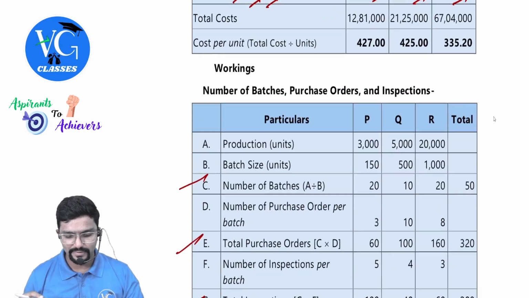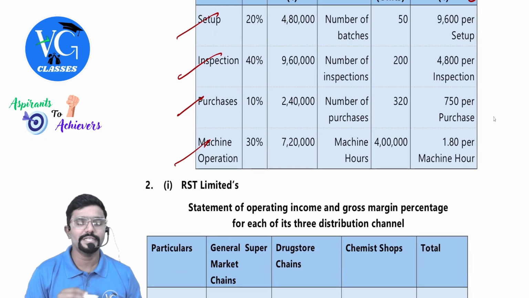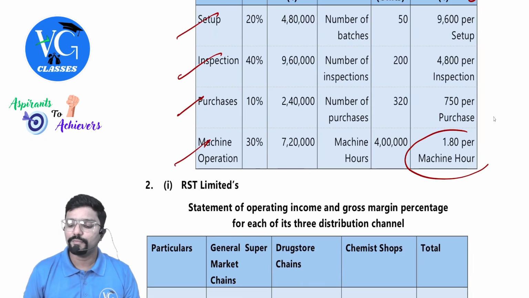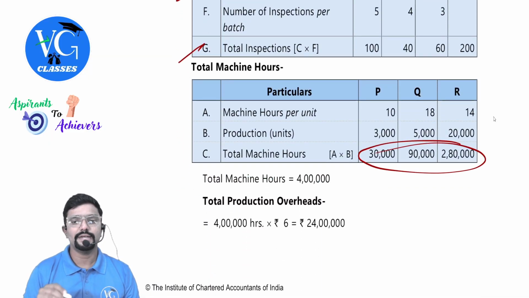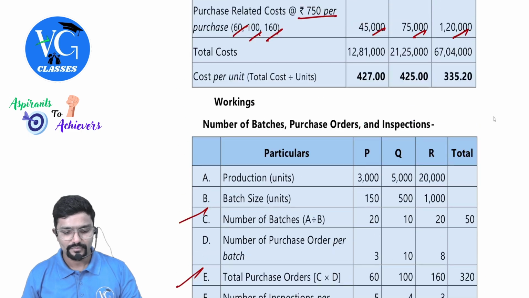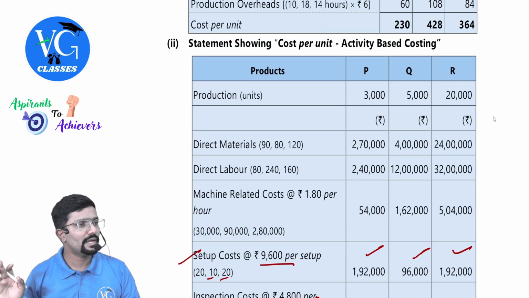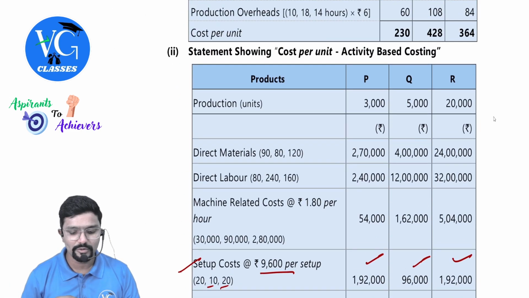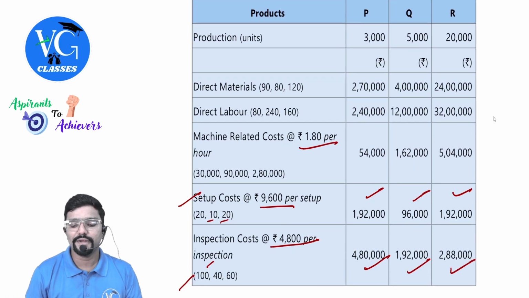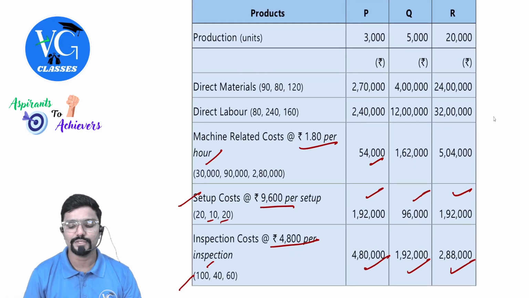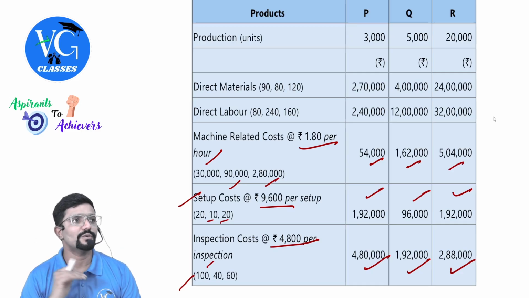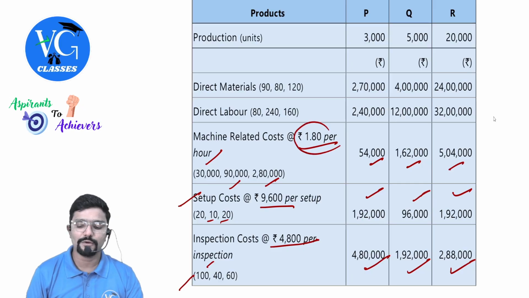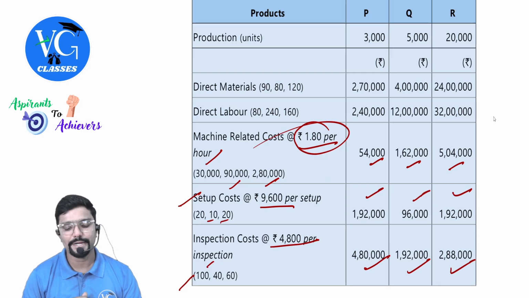Machine operation, I think we are at the last one. How much is that? 1.80 per machine hour. What are the machine hours here? Take the totals: 30,000, 90,000 and 2,80,000. Don't simplify all this. Sir, I will remove zeros and simplify it. No, we want to multiply with the same number. So 1.80 into 30,000, 54,000. 1.80 into 90,000, 1,62,000. Into 2,80,000, it would be 5,04,000. Means each of these hours you have to multiply with 1.8 rupees.